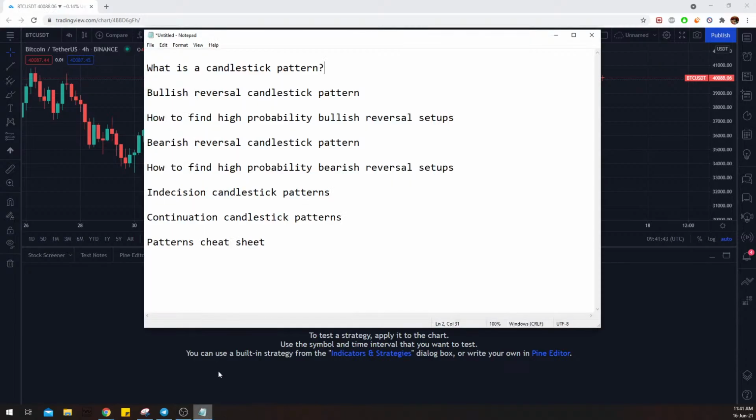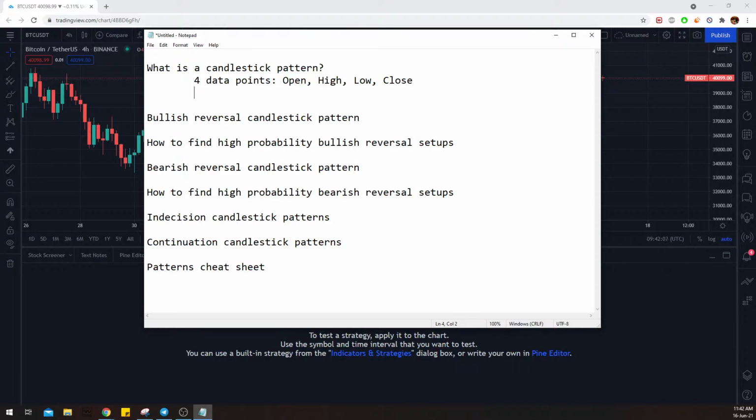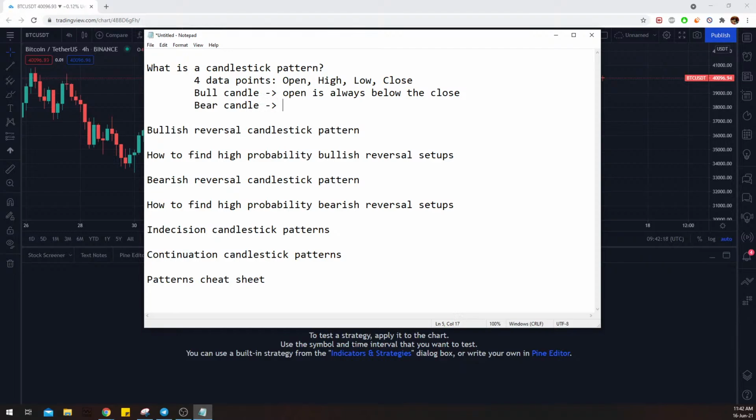So initially, like I said, inside of a candlestick, we always have 4 data points. And these 4 data points are always going to be the open, the high, low, and close. I don't want to enter too much into details, but the open and close are pretty self-explanatory. And remember, in a bull candle, the open is always below the close, and for a bear candle, the open is always above the close. So these are the main rules.